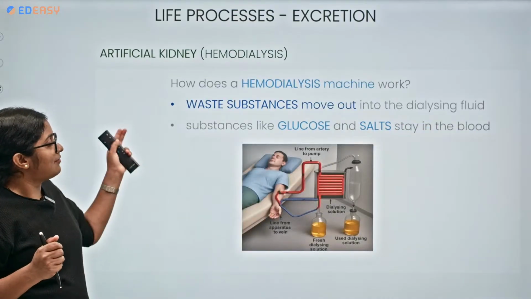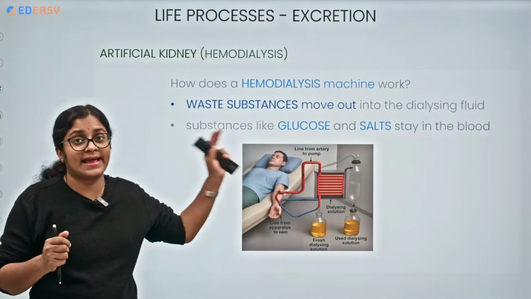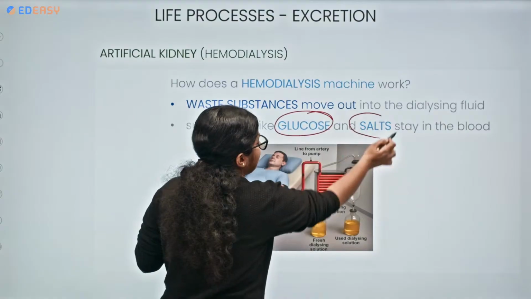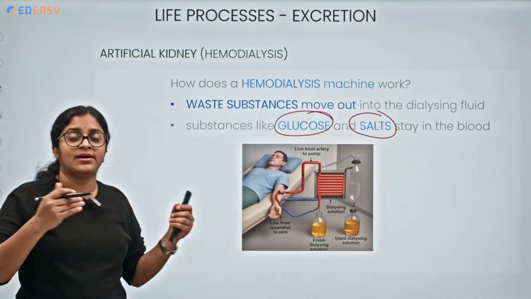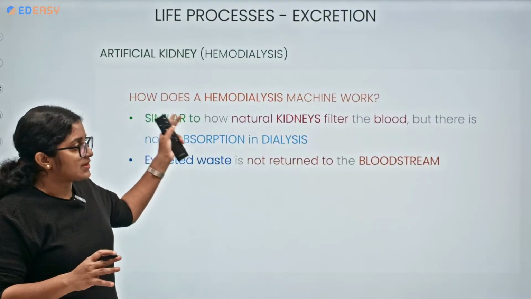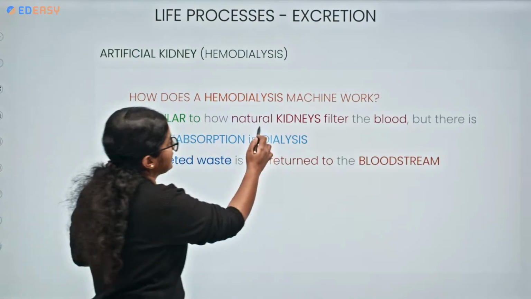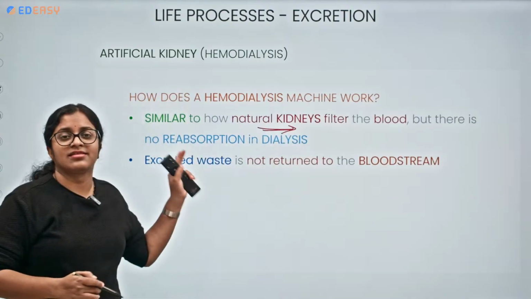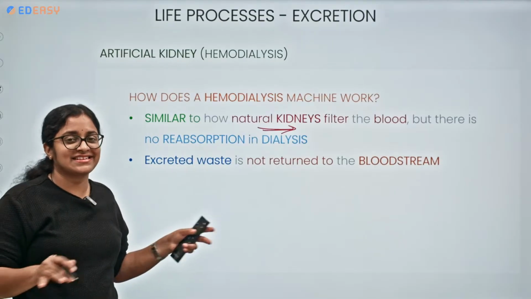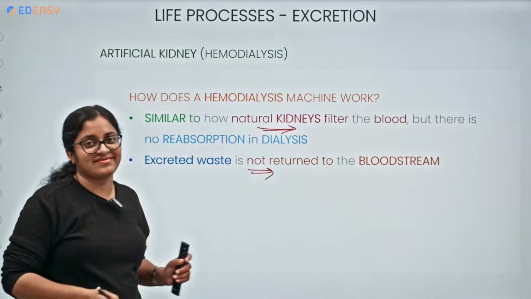Now moving on, how the hemodialysis machine is working. The waste substances are getting moved into the dialysing fluid, right? So glucose and salts will be retained within the blood, but the unwanted substances, urea, ammonia or any kind of toxins will be eliminated. So there are certain points to remember over here. The functioning is very similar to that of natural kidneys, but no reabsorption over here. Whatever waste is excreted, it is excreted. Then there is no reabsorption. There is no returning of any of the substances to the bloodstream.